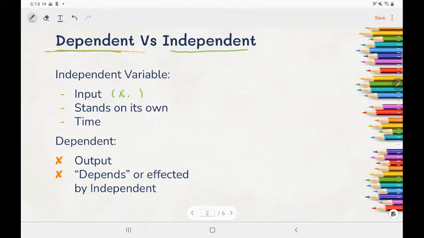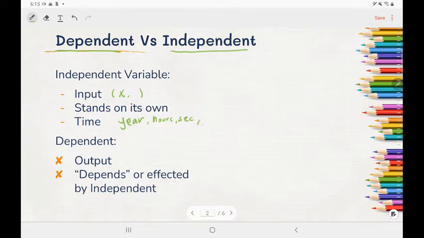Independent variables stand on their own. They don't rely on anything else to happen in order to make them happen. Time is an excellent example of this. For example, if I'm counting what year it is or how many years have passed, nothing is affecting how much time has passed. It continues to pass on its own. Same with hours and seconds.